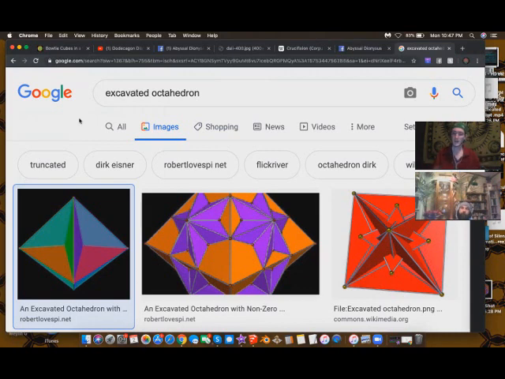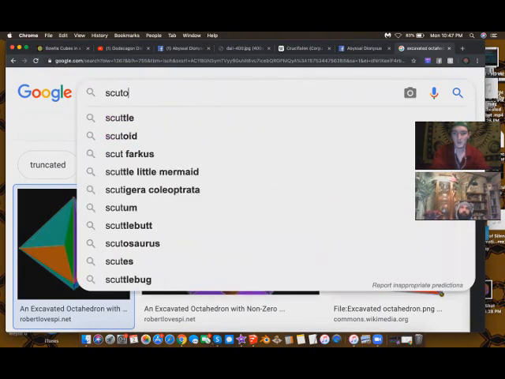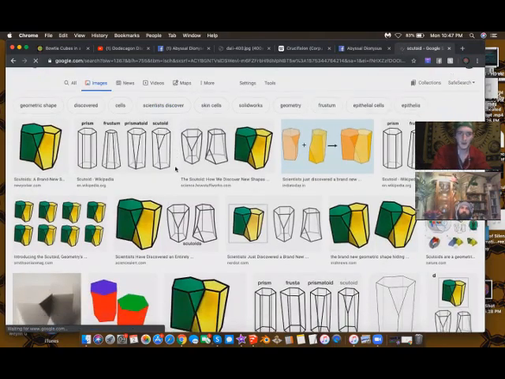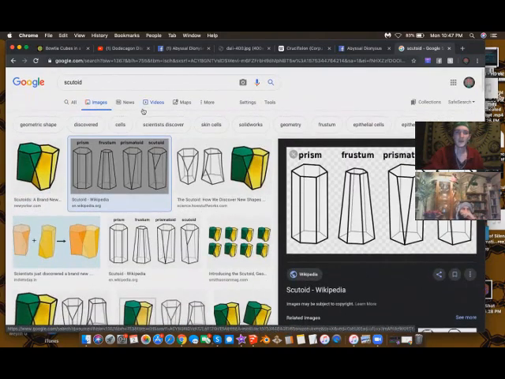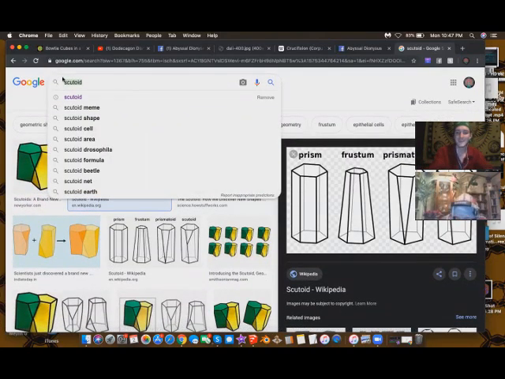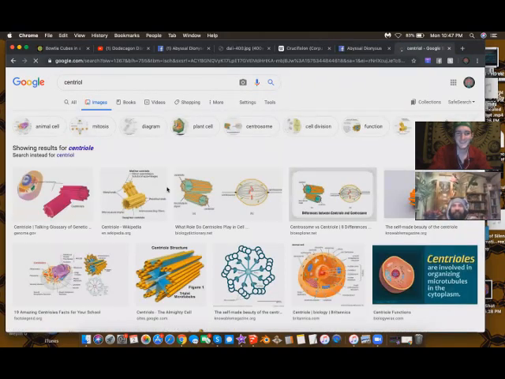Those centrioles, they're like scutoids, and I'll pull up a scutoid. It should come up under that. And they're nonagonal, so they have 9 sides. See, there's your frustum.